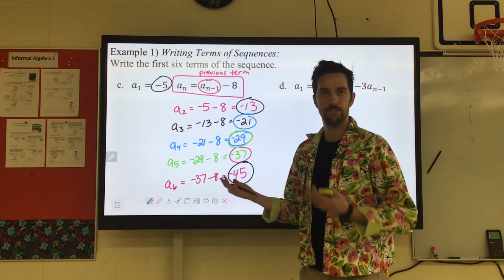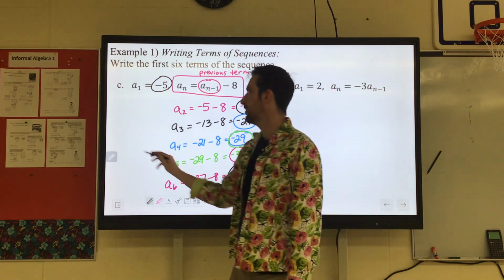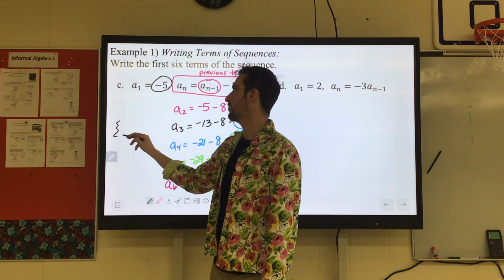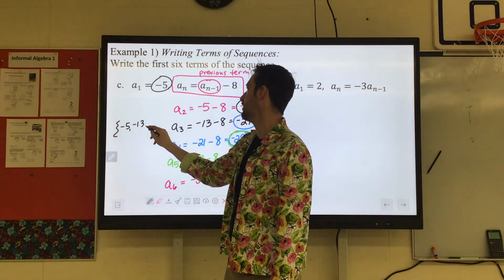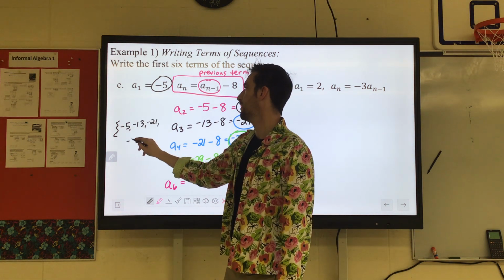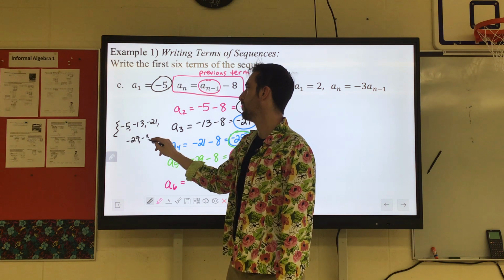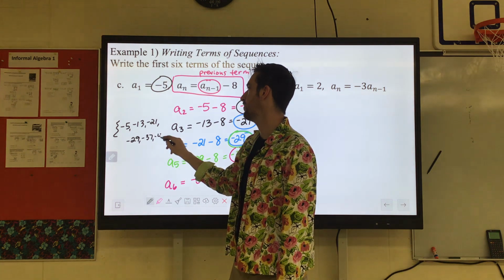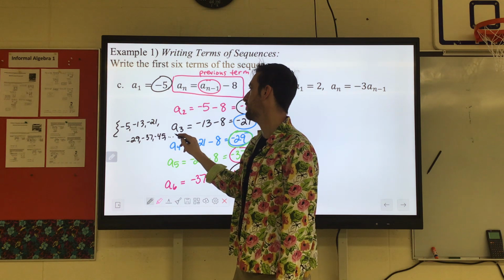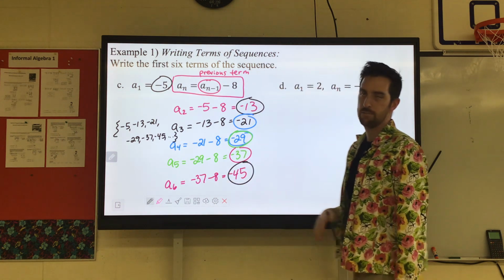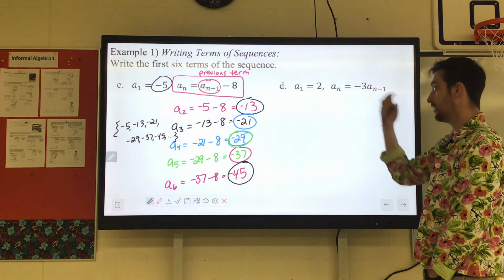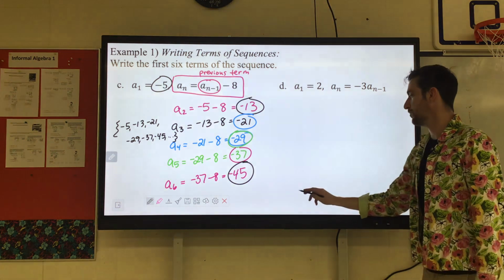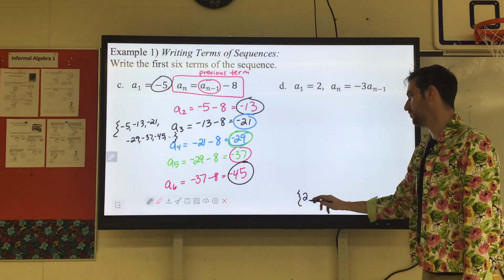Now sometimes they would have you list that as a set. So you could do those fun parentheses. You might write -5, -13, -21, -29, -37, -45. And it goes on forever, so you could throw the ... in there. But we only needed the first 6 terms. So on this last one, again, they gave us the first term, 2. Let's go ahead and write this one as a set, 2.